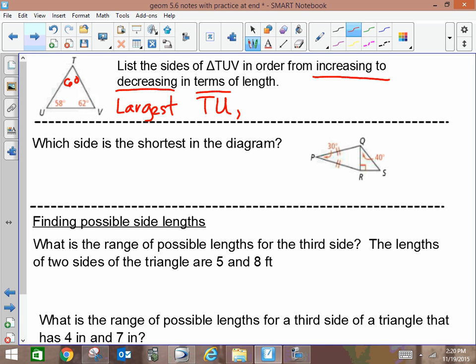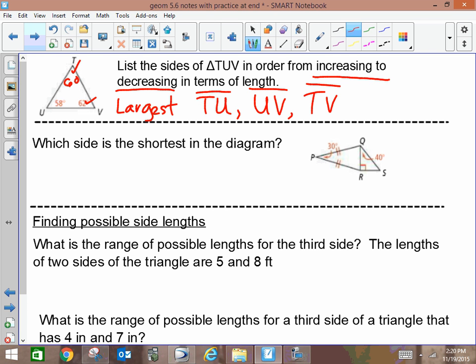Okay, that's a segment. I need to use a segment mark. All right, so I got that one done. Next largest, UV, because that's the next largest side. And then the last side would have to be TV. Okay? Yeah, it's not difficult. It's just sometimes that first one gets kind of twisted.